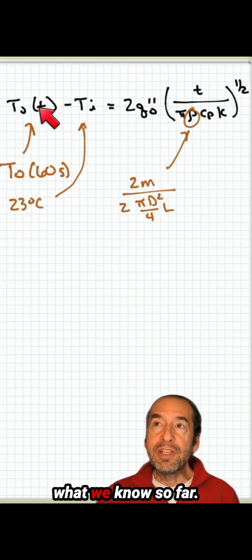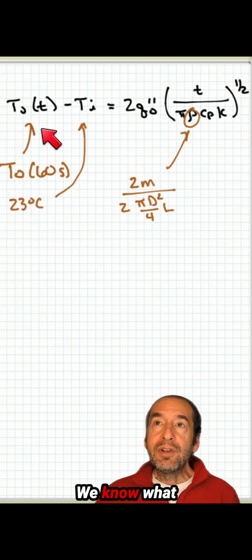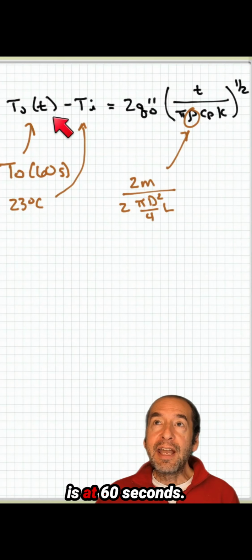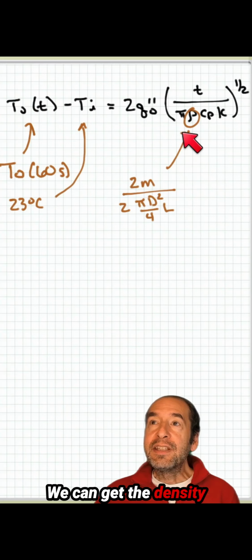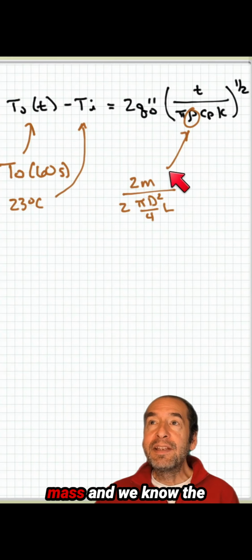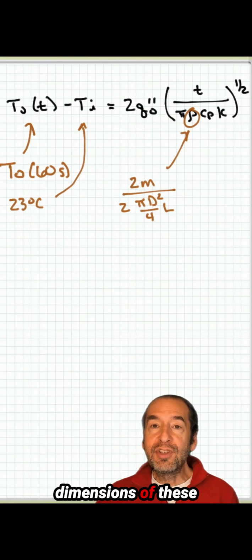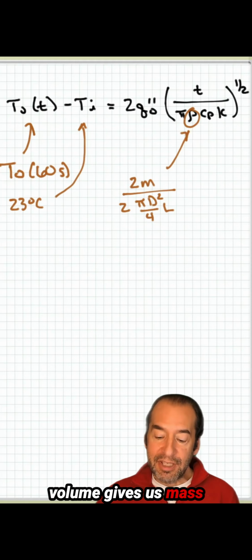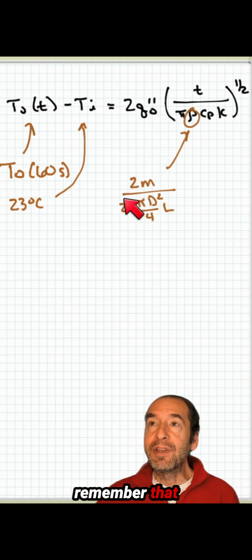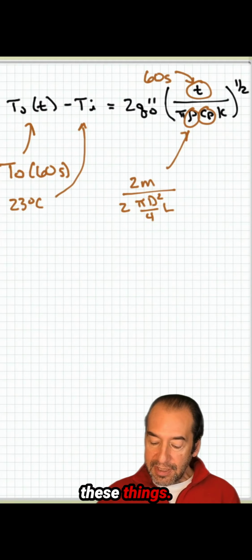So let's just look at what we know so far. We know what the temperature is at 60 seconds. We know that that is 26.77 degrees. We know that the initial temperature was 23 degrees C. We can get the density because we know the mass and we know the dimensions of these disc-shaped samples. Mass divided by volume gives us mass per unit volume. We just have to remember that there's two discs. So we know these things.